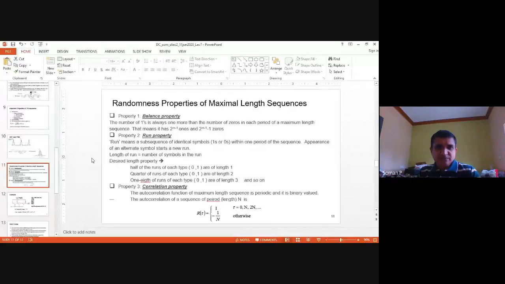And the second thing is the run property.